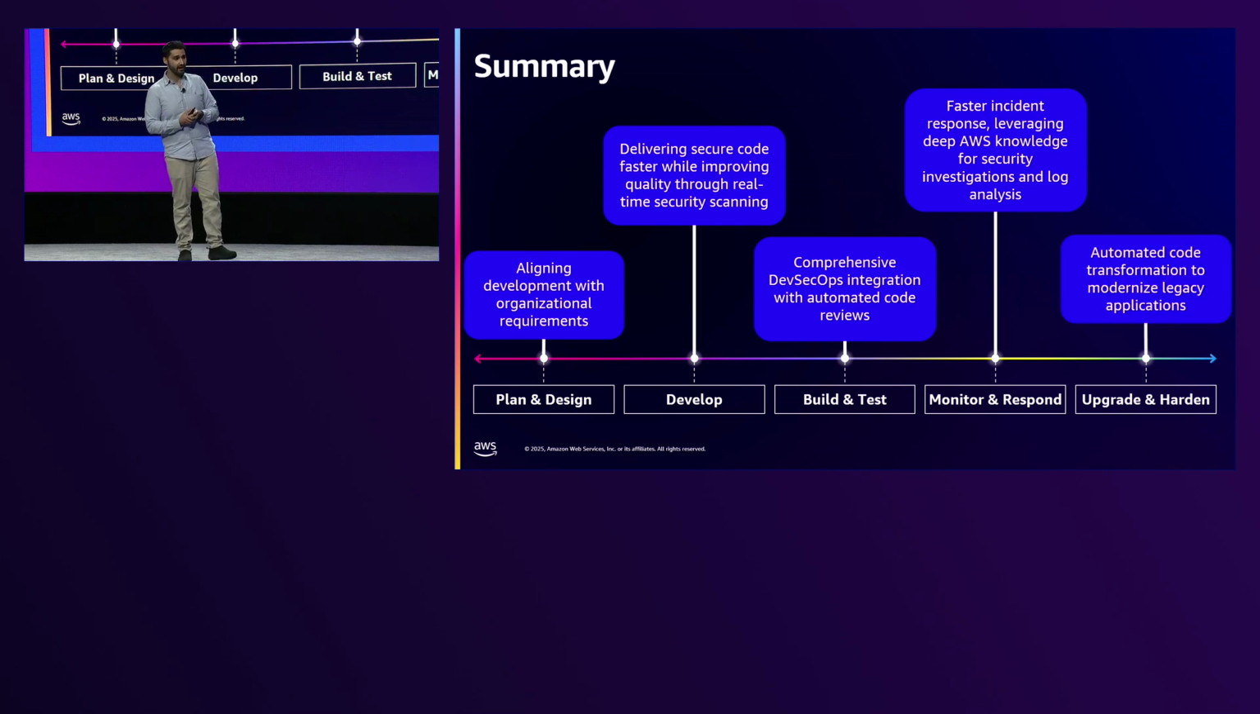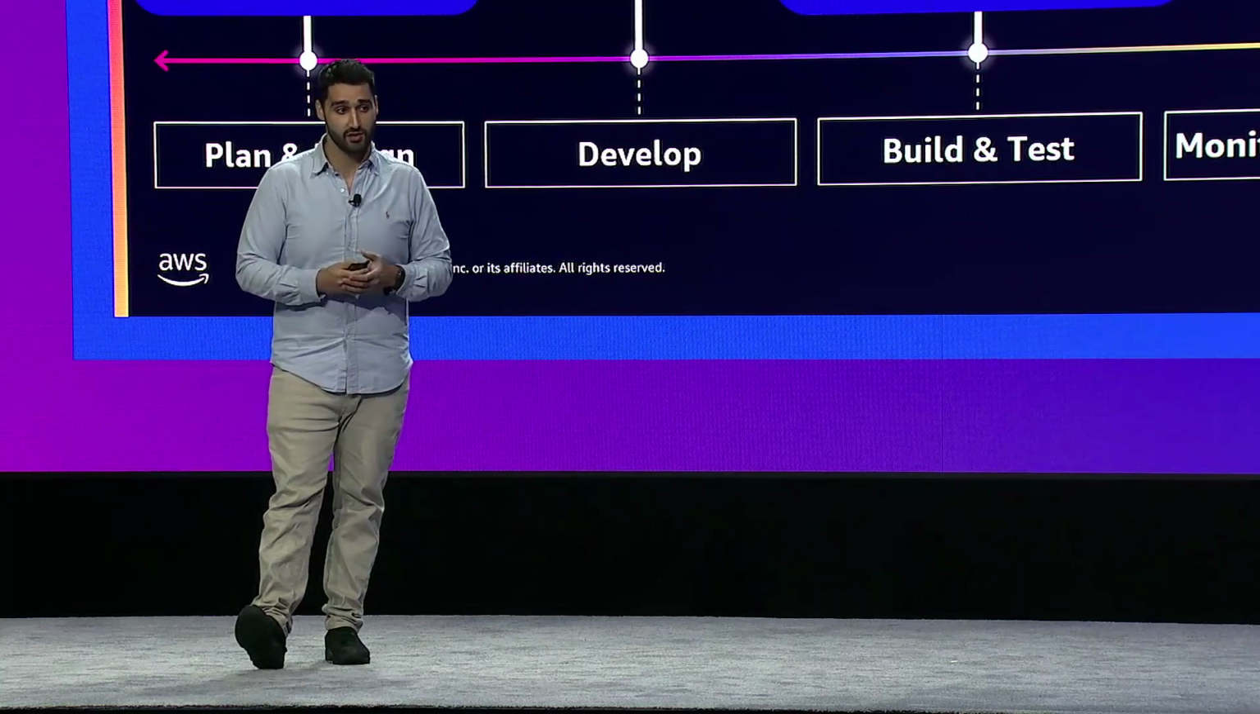In the end, we saw how Q can help you make transformations, and how you can use Q to take vulnerable, deprecated code and, in an automated way, create a plan and transform the code with the relevant changes. I hope this session was valuable for you.